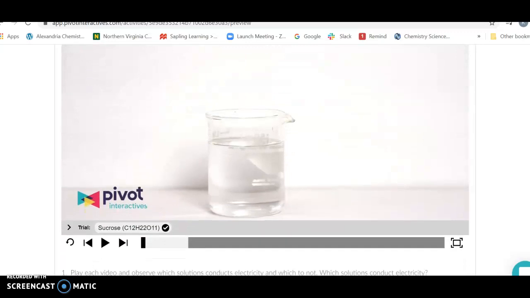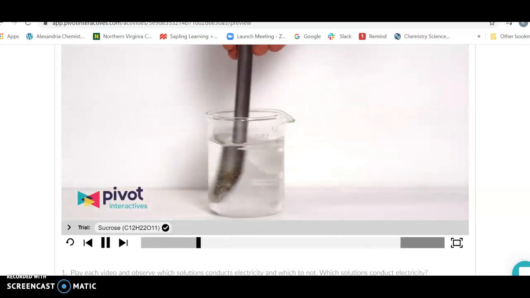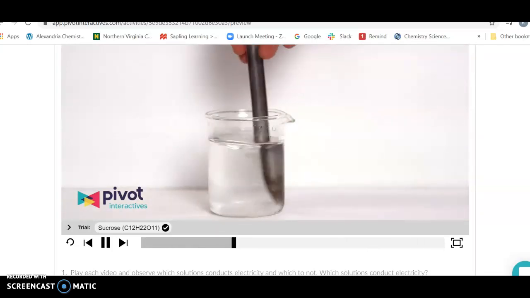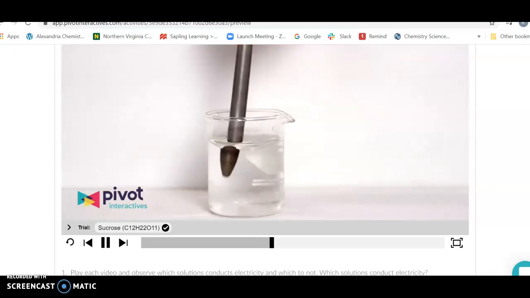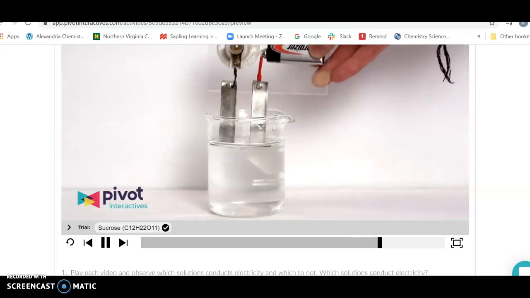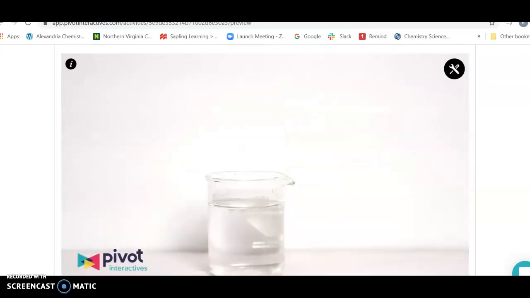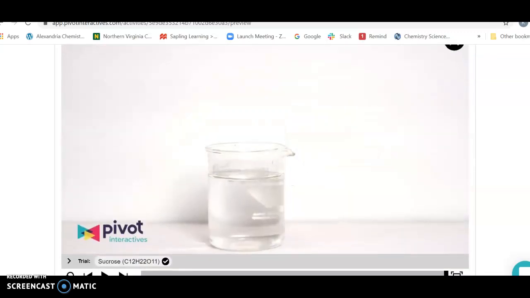So if we start here, we have some water. We're going to put in a compound, in this case sucrose. They're going to give it a good stir. If you want to change your screen, you can go over to this expand screen button to the right. And what they're going to do is put in electrical strips with a light bulb. When they do that, you can see whether or not the substance is going to conduct electricity, because if it conducts electricity, the light is going to go on.